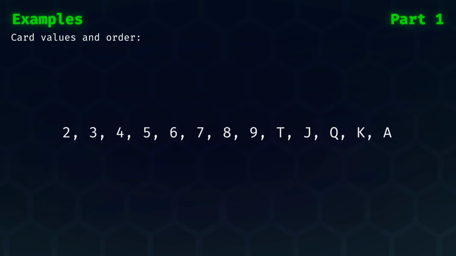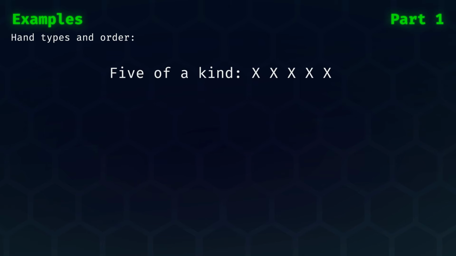First off, let's consider the card values and their ordering. They are ranked from low to high as seen on the screen. 2 is the lowest value, the ace is the highest value. Then, perhaps more importantly, let's consider all possible hand types and their values. In order from highest value to lowest value, we have the following types.